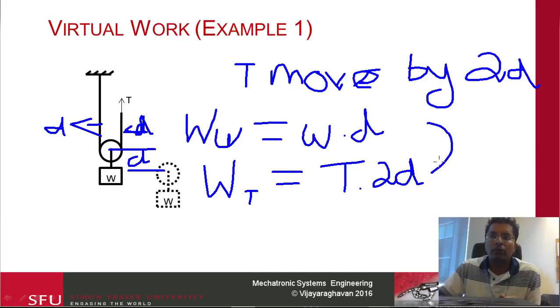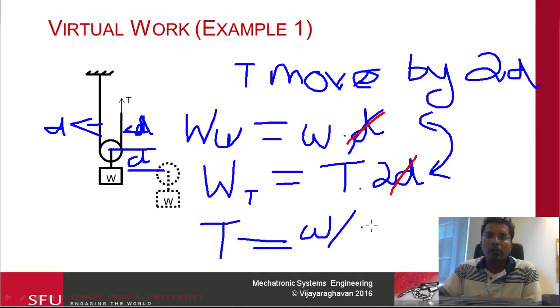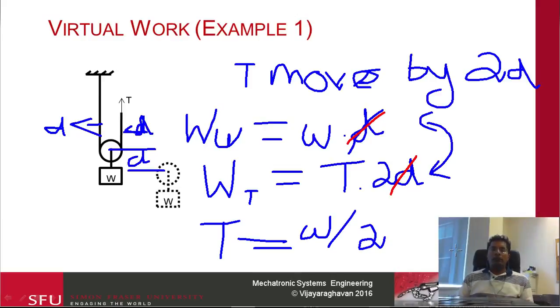So next what we do is basically equate these two, and then we notice that the d would be common. So this d would basically cancel out. That leaves us that t would be equal to w over 2. This is something we kind of knew all along, but it's another way of getting this on top of the equilibrium equation.